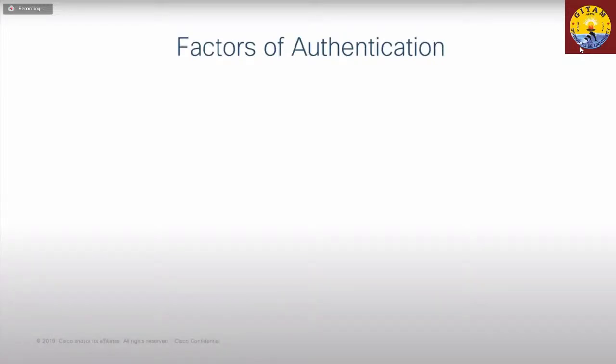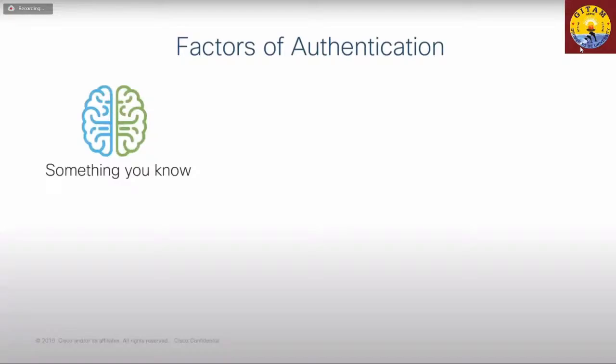There are actually multiple factors of authentication, and that one has to keep in mind. The first factor of authentication is something you know. For example, that I just gave a password as an example is something that you know. If you enter a password, then you're proving that you know the password. But that doesn't mean that you are the correct person.